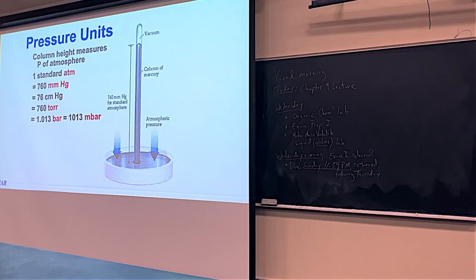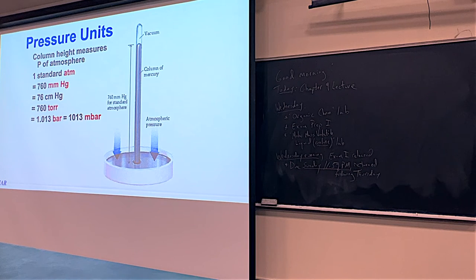Now, a torr is named after Torricelli, the person that made the first barometer. A torr and a millimeter of mercury are the same thing. So if you see a recording of 760 torr, then now you know that that's also equal to 760 millimeters of mercury.